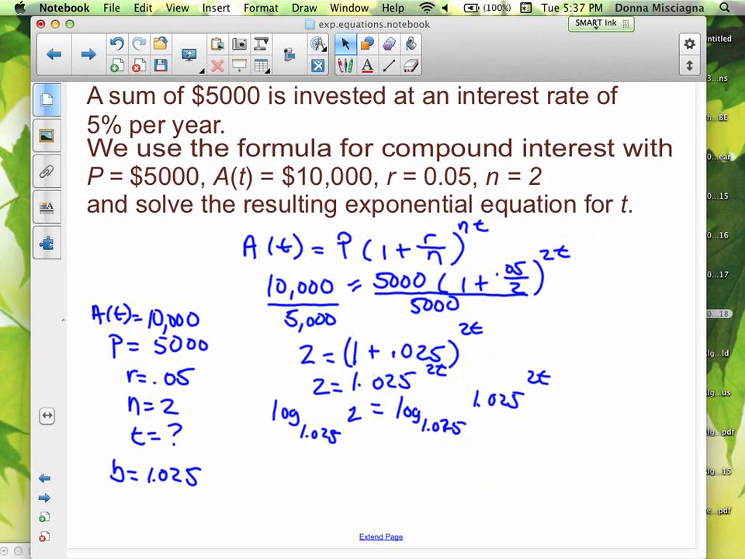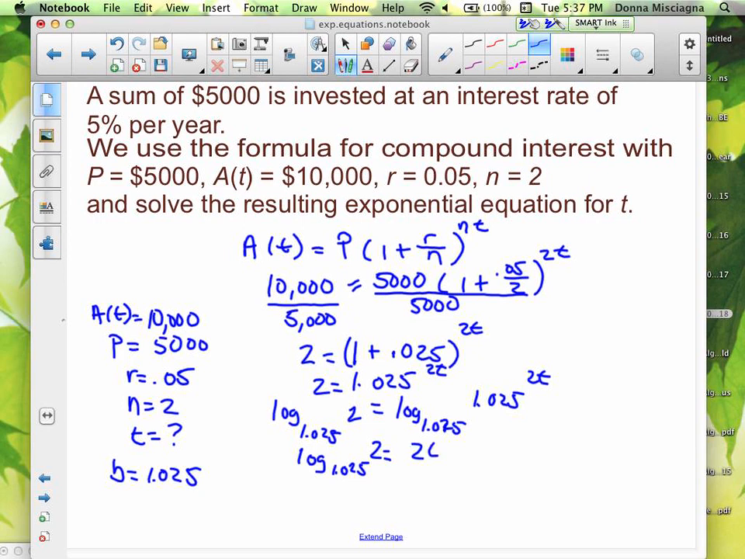All right, so now power rule, that 2t is going to move in front. I'm going to try to do 2, well, maybe I better not do 2 steps at once. I don't want to confuse you. So we have log base 1.025 of 2 equals 2t times log base 1.025 of 1.025. Right? So even though this base looks terrible, it really isn't going to be any more difficult to calculate with, because your calculator is going to do all the work for you. It doesn't matter really what the base is.